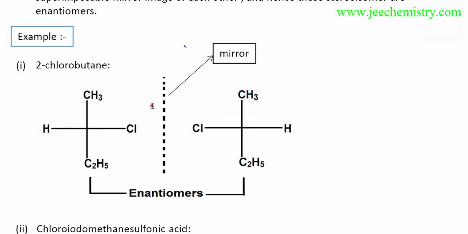It means two isomers. This compound doesn't have a plane of symmetry and doesn't have a center of symmetry. So, the mirror image of this compound is this. The image of this compound will be this. So, these two are enantiomers of each other.